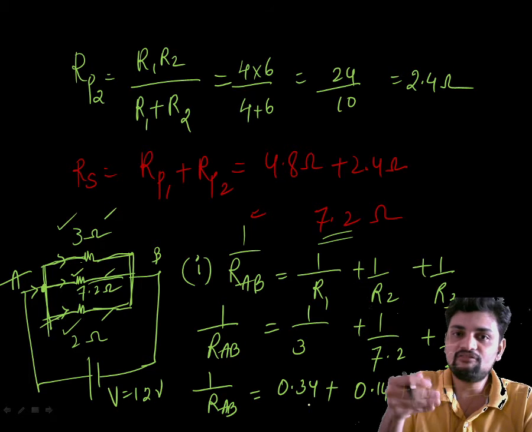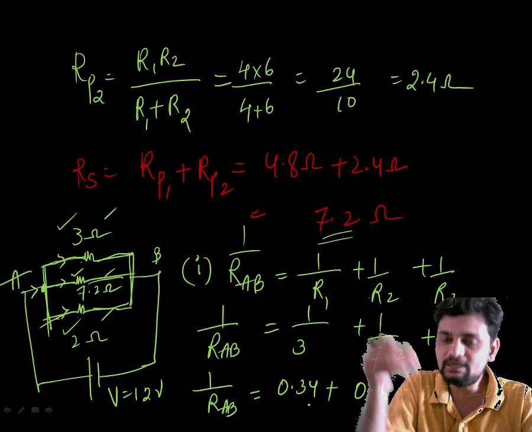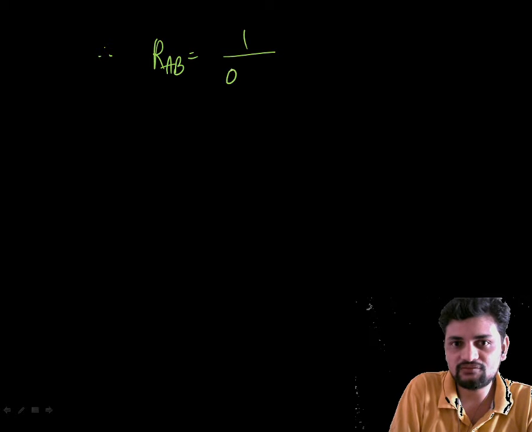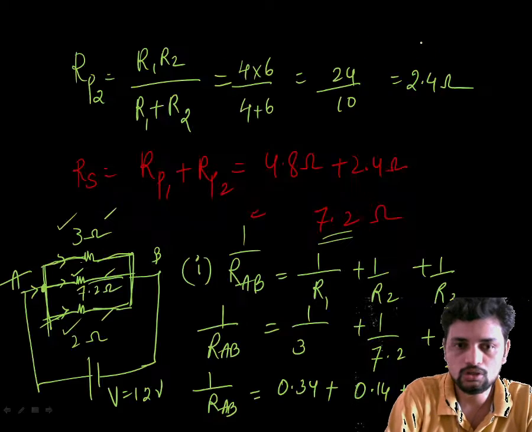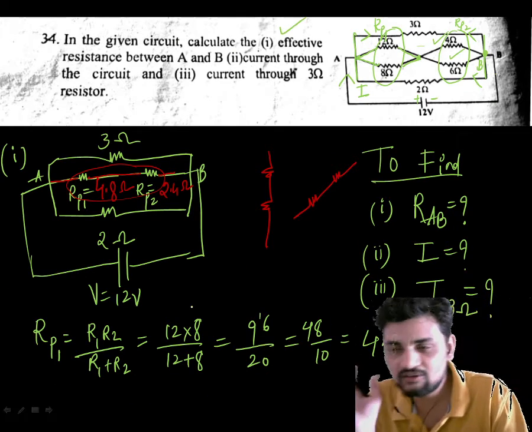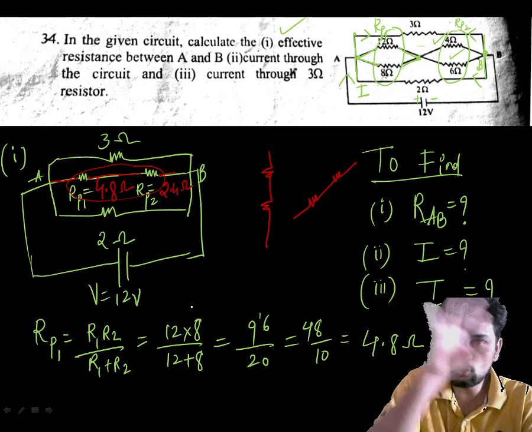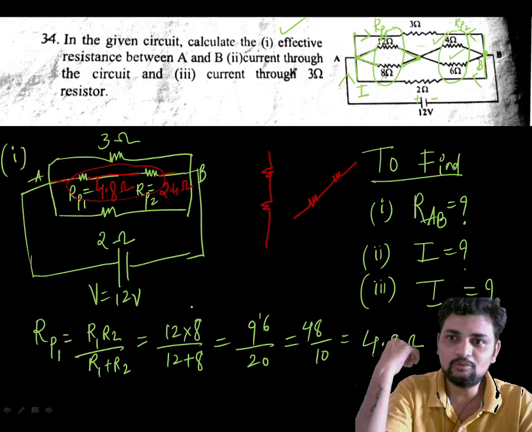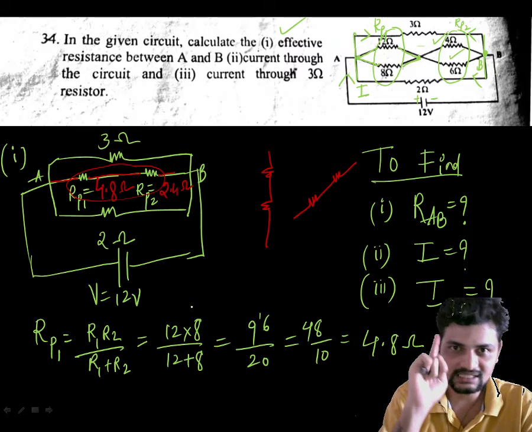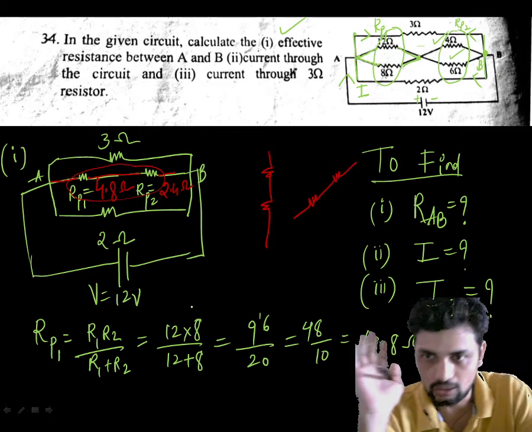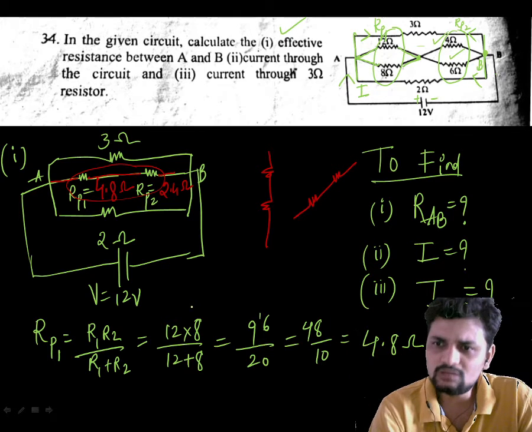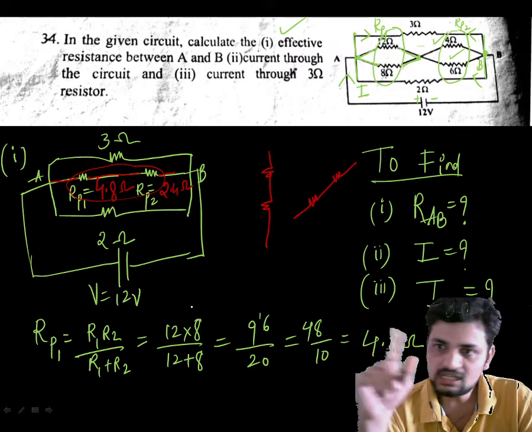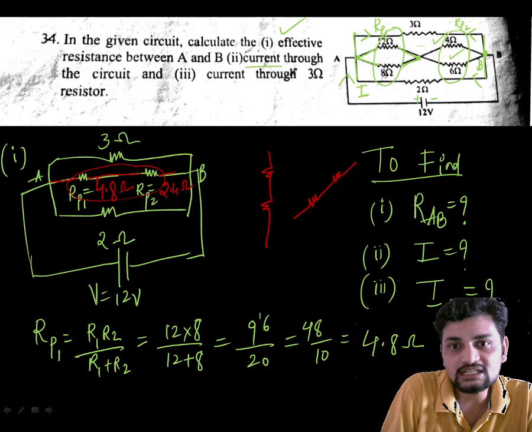But I don't want the reciprocal of RAB, I just want RAB. So 1 by RAB is 0.97 ohm. Therefore, the final answer of RAB becomes the reciprocal of this answer. So if you take the reciprocal of this, you will get 1.03 ohm. So we're done with the first sub question, that is finding the effective resistance. So basically effective resistance is nothing but the total resistance of the circuit. So that means you can remove all these resistors and replace them with a single resistor of around 1 ohm, which we got now. If you want, you can redraw that diagram as well, but it is not necessarily required. So total resistance we got. Now the second sub question is the current through the circuit.